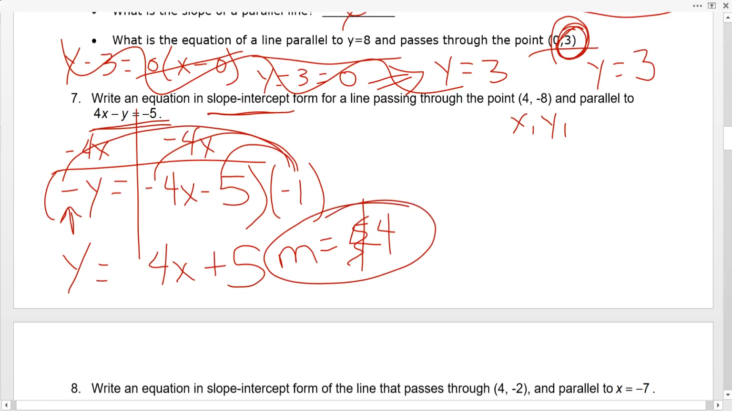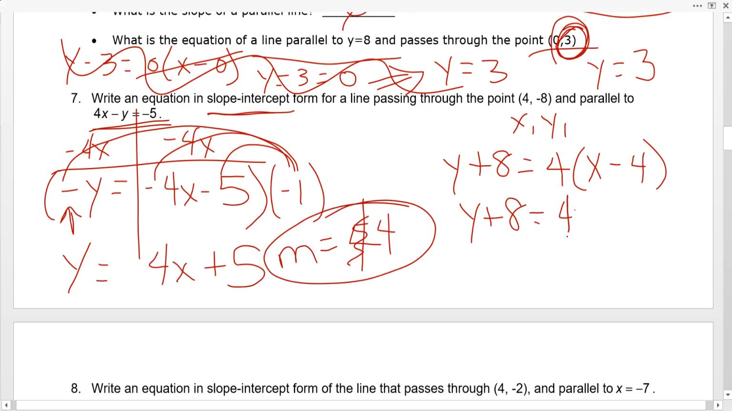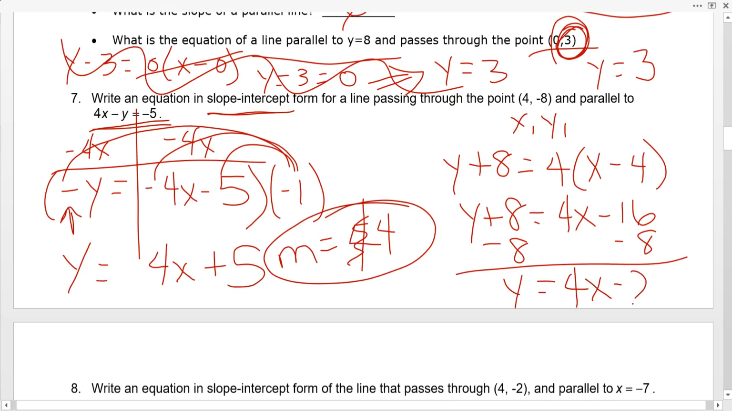So let's go back over to our x1, y1. So I have y plus 8 because it's a negative, and that's equal to 4 times x minus 4. y plus 8 equals 4x minus 16. Take 8 away from both sides. y equals 4x minus 24. And that's point slope form, and that's slope intercept form, and that's what they asked for.